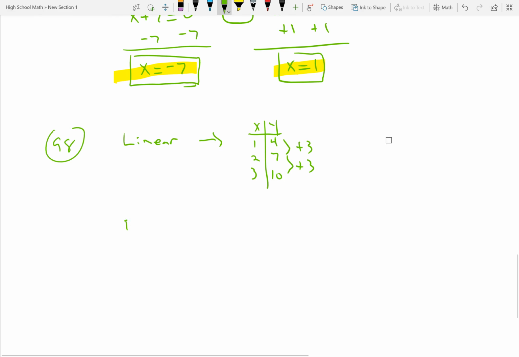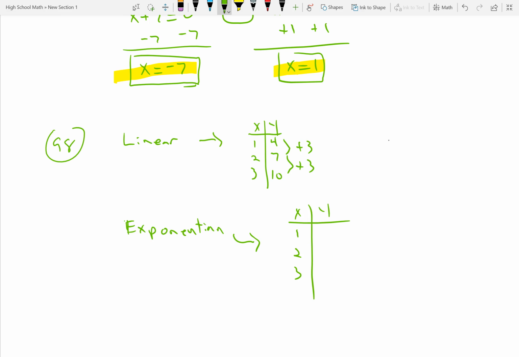In an exponential situation, there will be a multiplier. As x increases by 1, y would increase by some multiplier. In this case, we're multiplying by 3. This is times 3. Linear is a constant added amount, and exponential is some multiplier.